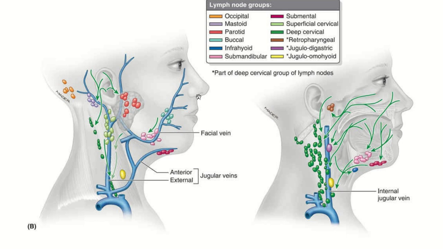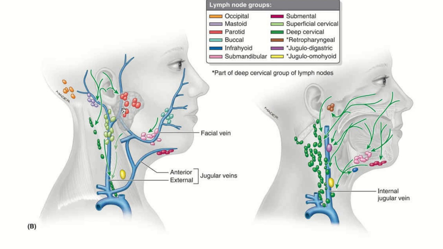So, we did the blood supply. Now we are doing the lymph drainage of the external ear. Your external ear is going to drain into the following lymph nodes. We are going to divide the ear into two: the anterior portion and the posterior portion of your external ear. The anterior portion of your external ear will drain into your parotid lymph nodes.